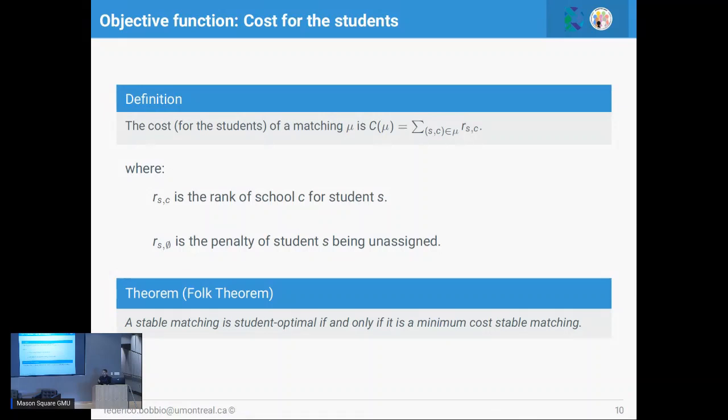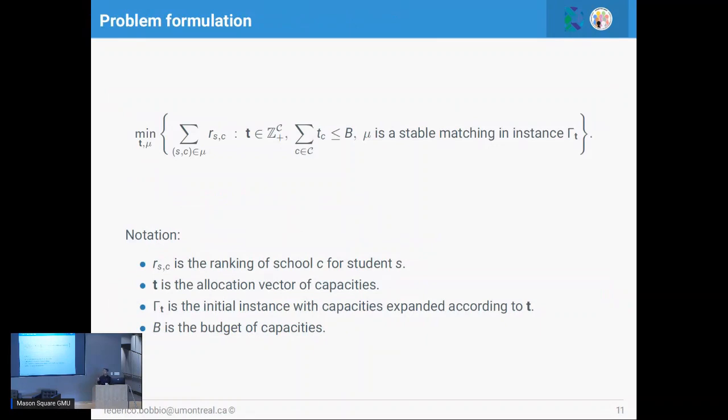Why did we choose this measure, this objective function? Well, there is a theorem, and we also provide a proof of it, that establishes that when we minimize the cost of the students, then we obtain the student optimal stable matching under the stability condition, of course. So this turns out to be the formulation of our problem. We have a minimization with two kinds of variables. We have the variable T, which is the allocation of extra capacities, and the variable mu, which is the matching. The sum of the entries of T, which should be integer, cannot be greater than the budget, of course. The matching should be stable in the expanded instance according to the vector of extra capacities. And of course, the objective is the sum of the rankings and the penalties.